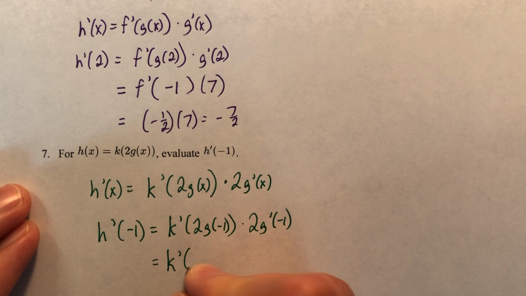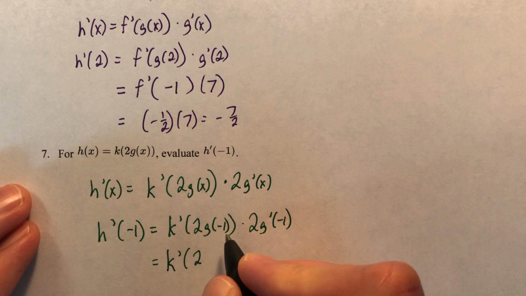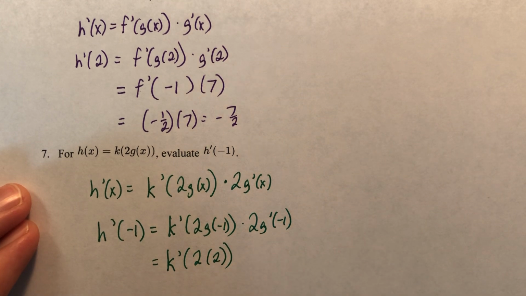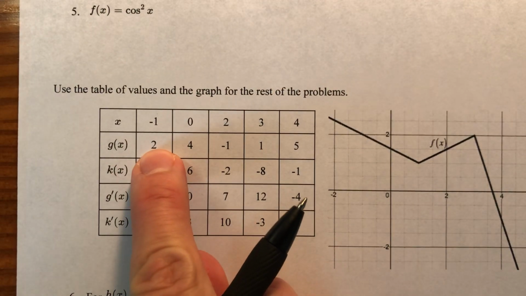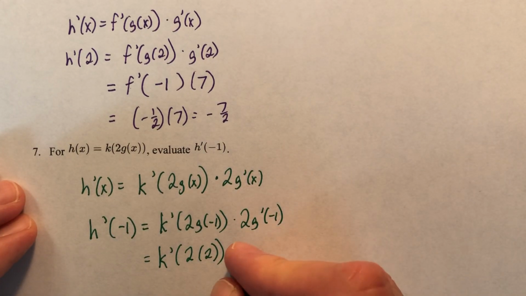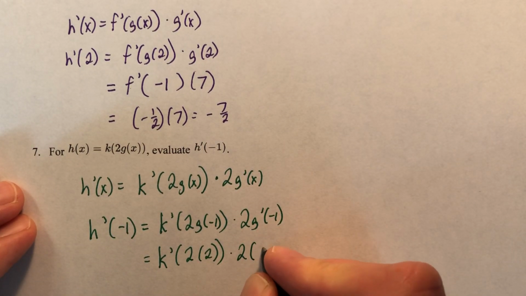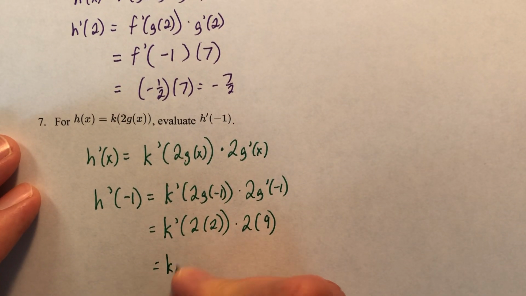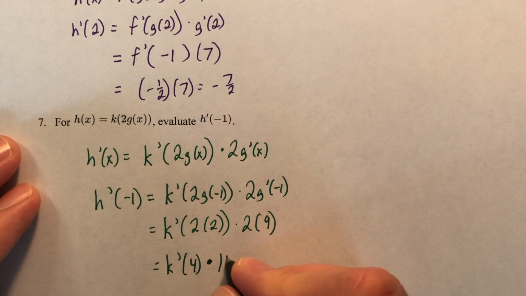So k prime of 2, let's see, g of negative 1. g of negative 1 is 2. Got that from the table. See, I'm also going to need that in just a second, so let's go ahead and retrieve it. So times 2 times 9. Okay, here's an 18 there. Here's a 4 there. So k prime of 4 is, almost said equal, it's not, times 18.